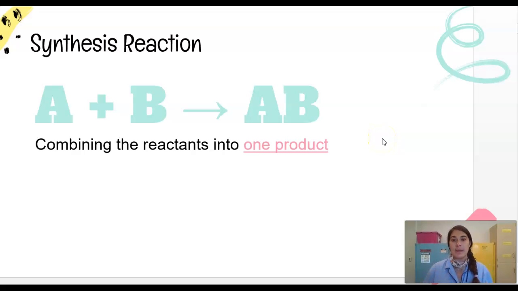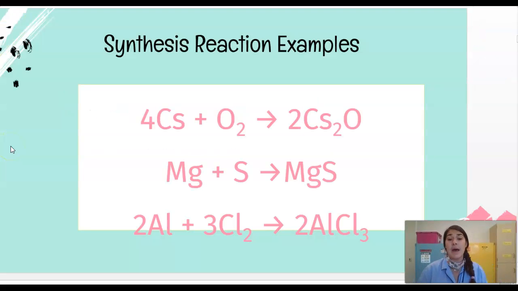So for each of these, I'm going to give you your hint to the type of reaction. Okay, and so for your hint for synthesis, it's going to be 2 elements as the reactants. Okay, so here's just a look at some examples. Don't worry about these big numbers in front. We are going to be learning about those next. Okay, but just focus on the fact that you have cesium and oxygen combining to form cesium oxide. Magnesium and sulfur making magnesium sulfide, aluminum and chlorine going ahead to make aluminum chloride.